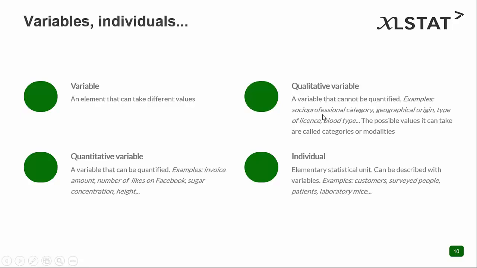So for the socio-professional category, you can have different modalities such as university or corporate and so on. An individual is an elementary statistical unit. It can be described with variables. For example, customers who are described by the invoice amount, or surveyed people who are described by the questions they answered. So each question is a variable actually, and each surveyed person who answered this question is an individual. You have patients or laboratory mice who are part of different genotypes or who have different heights, and so on.